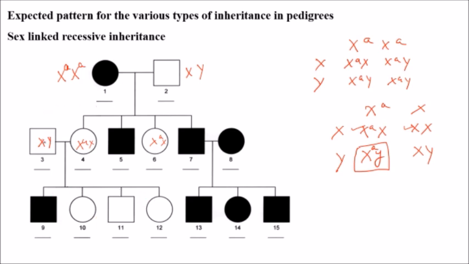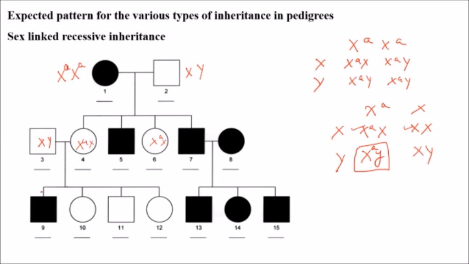So only when both of the parents are unaffected, there can be chances that their offspring will be affected, and the offspring who will be affected will be a boy only. Okay, so all these were the basics, the expected patterns for how we analyze the pedigree.